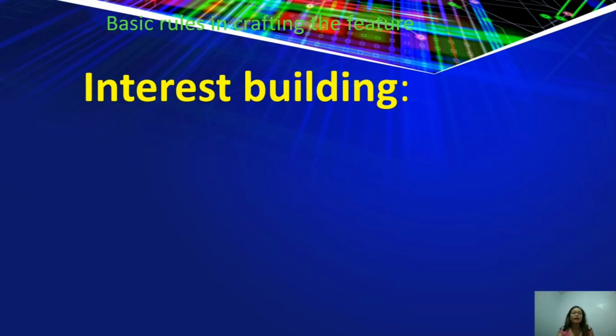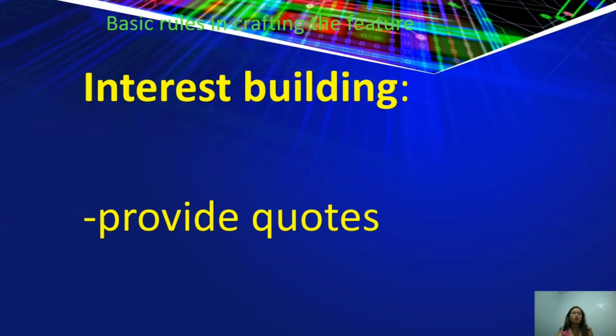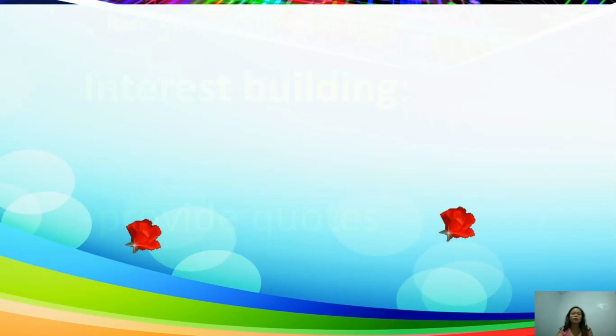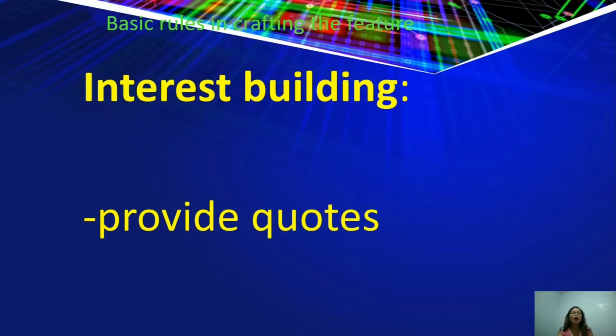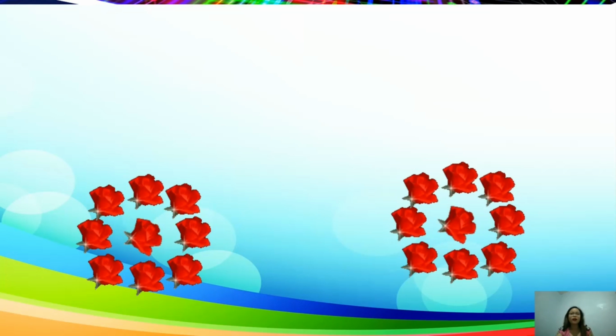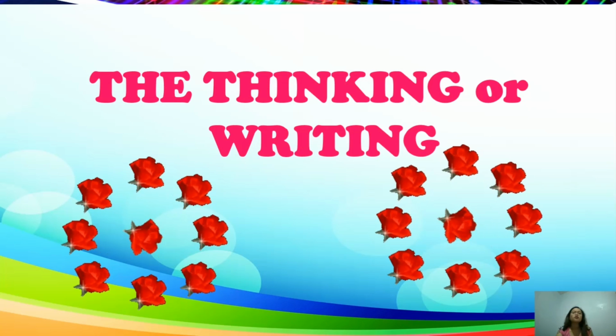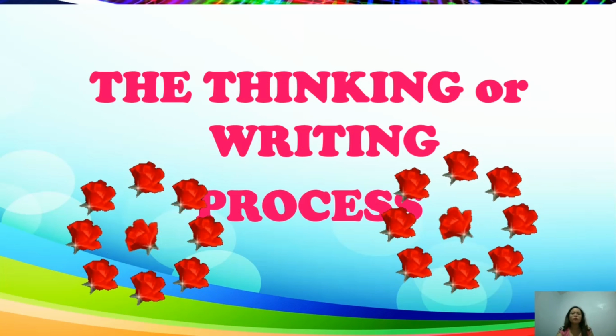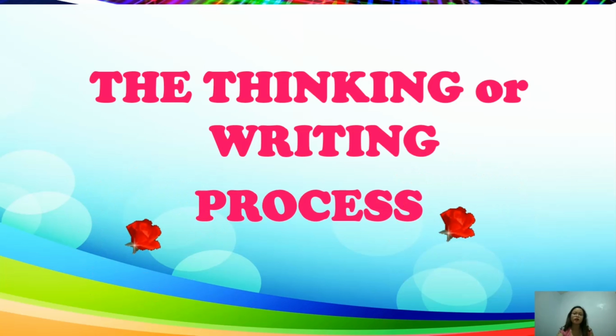Next, another basic rule in crafting the feature. The interest building: provide quotes. The different cliches, the famous, the popular quotes that you can add so that they can add color to your feature article. So, the thinking or writing process in feature writing.